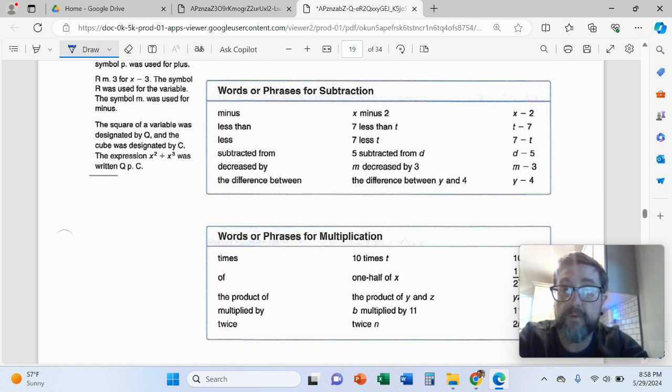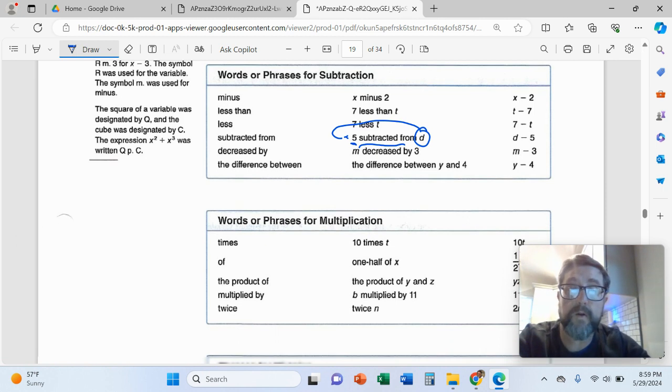5 subtracted from d. Remember, when it says "subtracted from," you're always going to put this number second, because it's going to be this number minus this number, because of that word "from." M decreased by 3. So it's just m minus 3. The difference between y and 4. So it's just y minus 4.